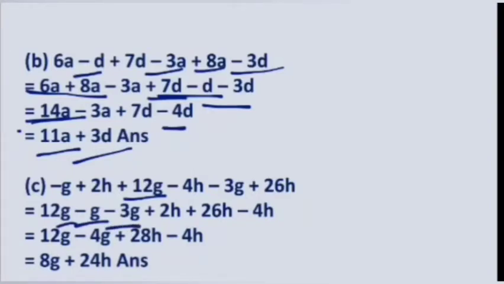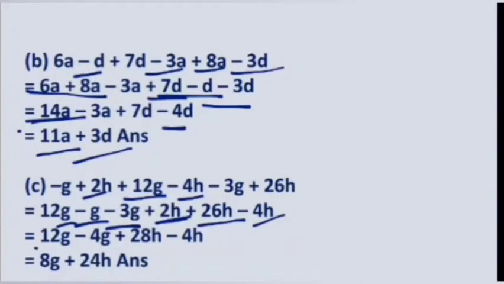Done with that, we'll go to the terms with the h. The positive one first is 2h, plus 26h, followed by the minus 4h. Hope that was very clear. So let's do the simplification gradually, the subtraction and the addition.